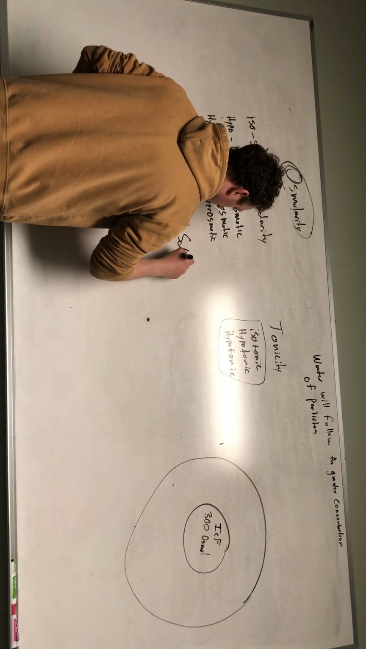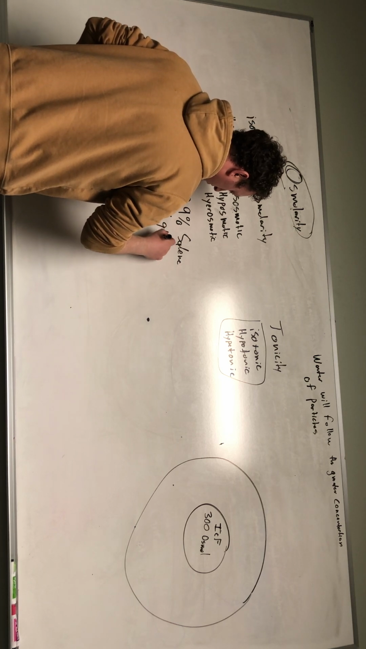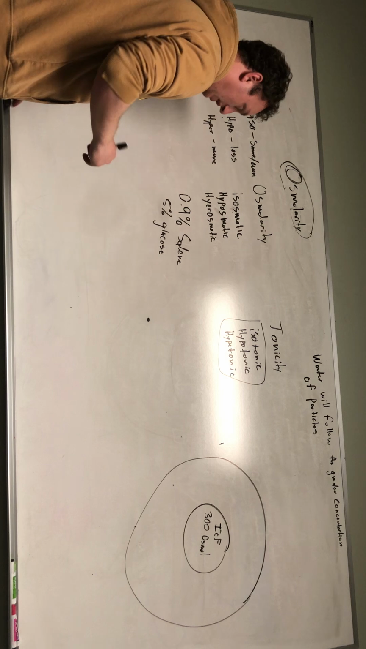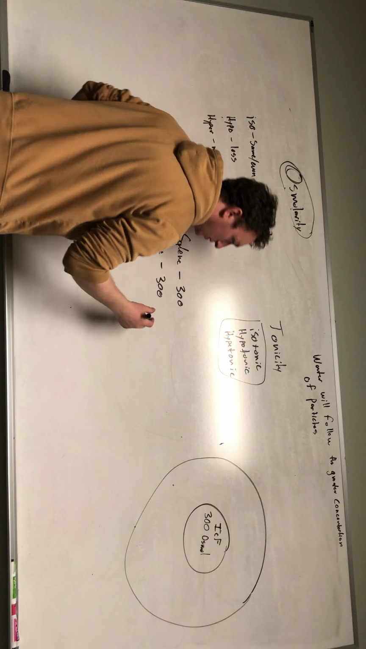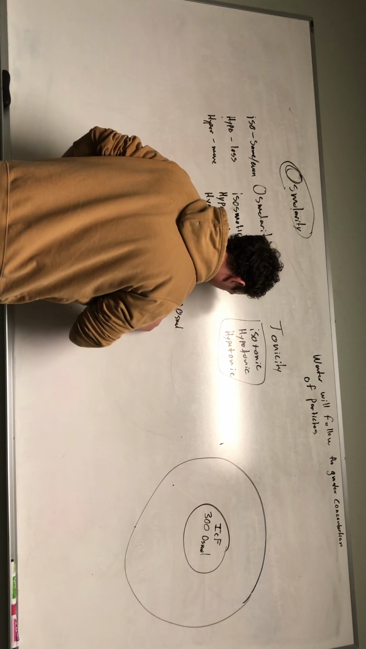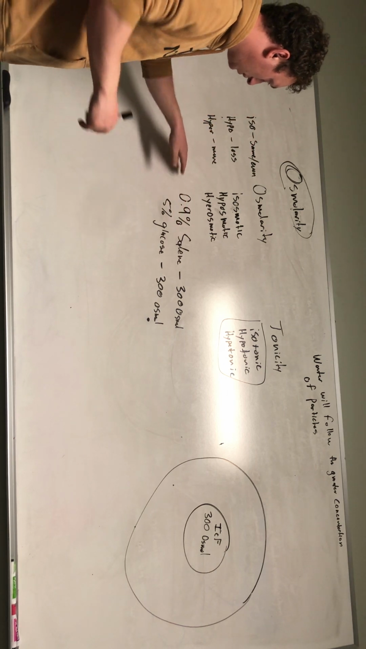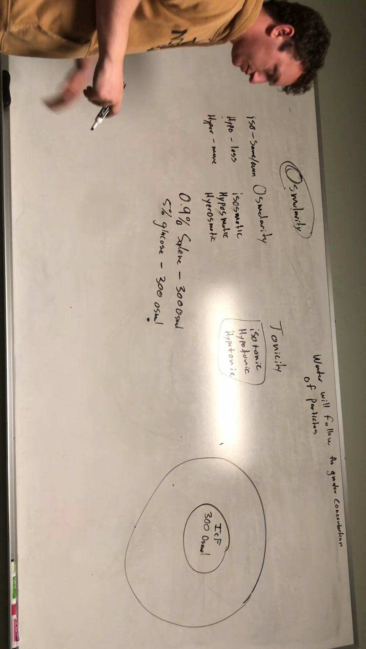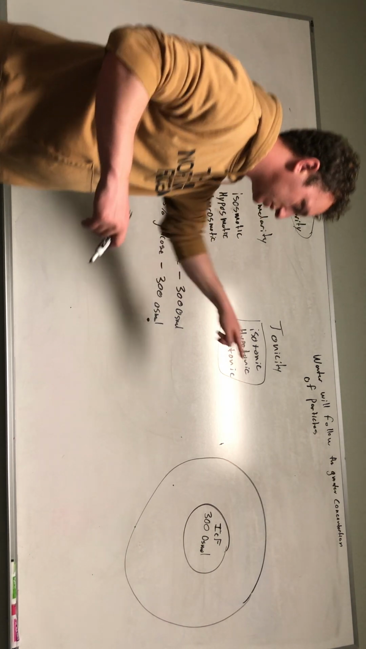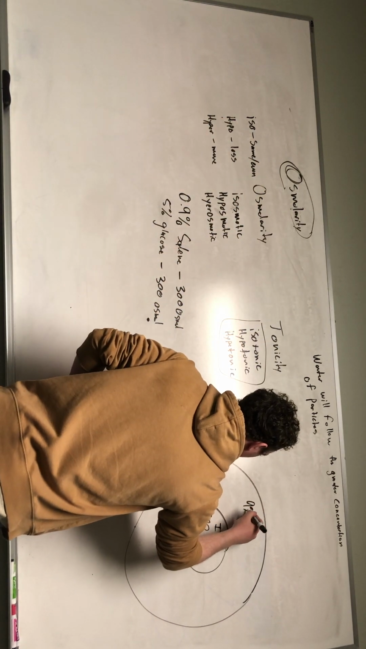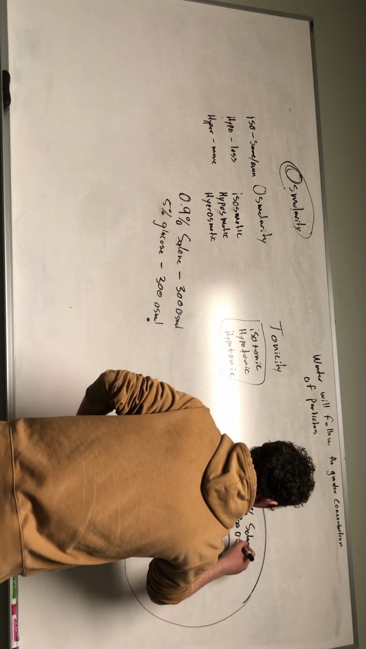0.9% saline and 5% glucose. Both of these come out to be around 300 osmoles. So if you have a cell or a membrane that you add 0.9% saline to, that's 300 osmoles. If I do that over here, so we've got our 0.9% saline, well, that's going to be 300 osmoles.